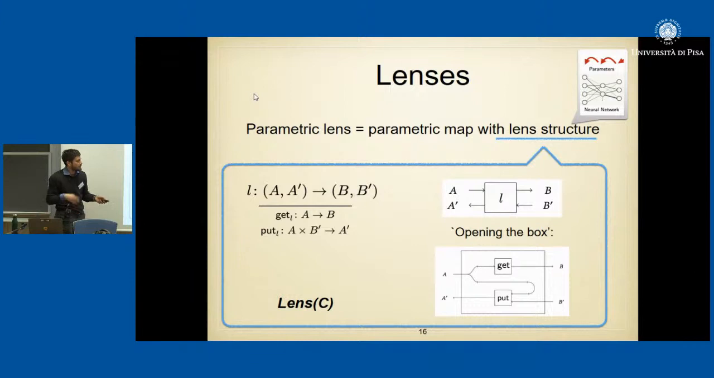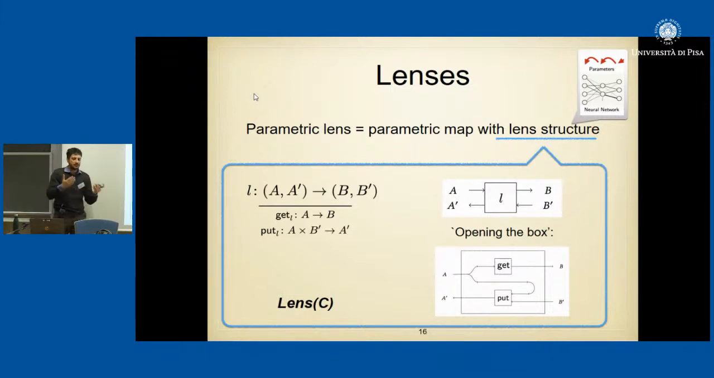So this is why we use a different class of string diagrams, which are these ones, in which you see the A splits into two. It goes in the get map to get a B, and it goes backwards in the put map together with a B' to get back an A'. So this is suggesting that the get map is the forward mode, and the put map is kind of a backward mode. It is suggesting that A are some kind of inputs, and B are some kind of outputs. And now you're wondering, what am I doing here?